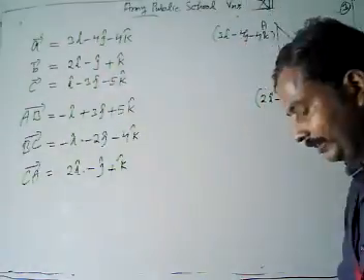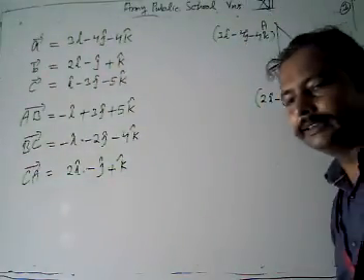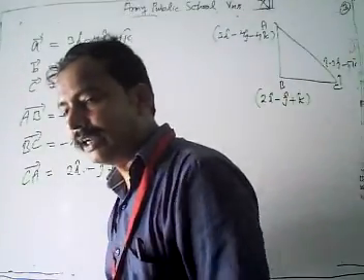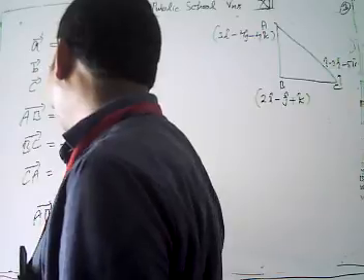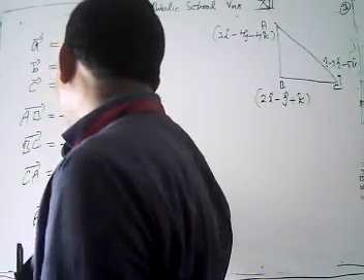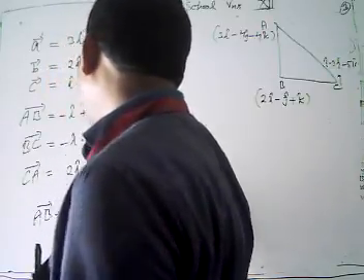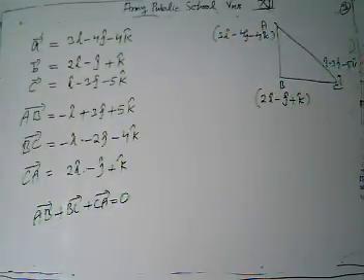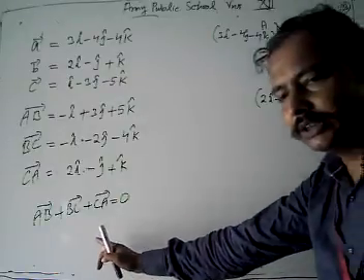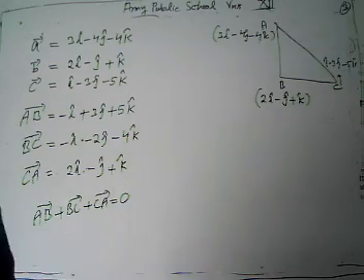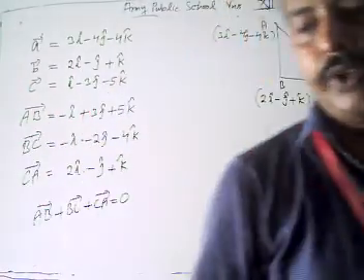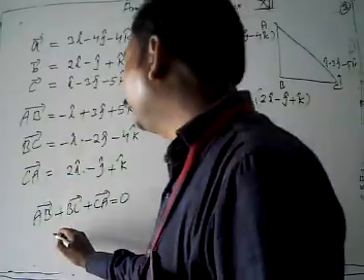Now look, first of all, we have to show that this makes a triangle. Vector AB plus vector BC plus vector CA is equal to 0. You can easily verify that, since this shows that these vectors form a triangle. Now we have shown that vector AB plus BC plus CA is equal to 0, and it forms a triangle.